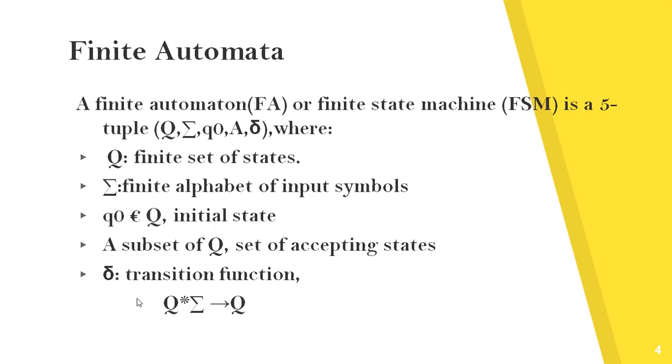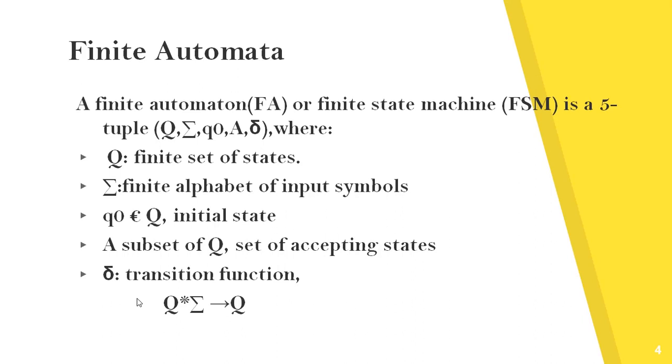I will repeat here. Finite automata is a five tuple machine or five tuple computational model. The first parameter, or first tuple, is capital Q, a finite set of states. Second is sigma, the finite alphabet of input symbols. Third is q0, the initial state of our machine. Then capital A is a subset of the set of states, representing the accepting states, which we also call final states. The last parameter of our finite automata is delta. Delta stands for the transition function. By using the transition function, our machine or computational model moves from one state to another state, or remains on that state.